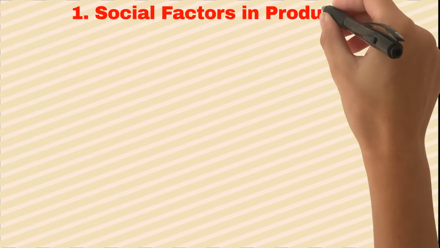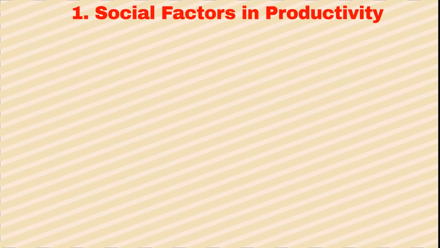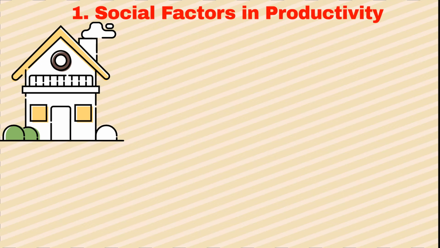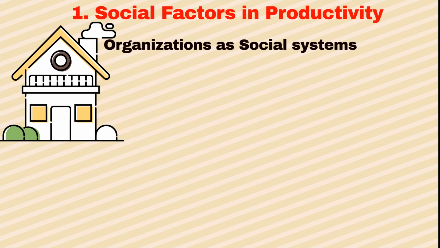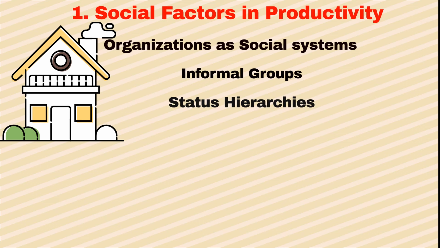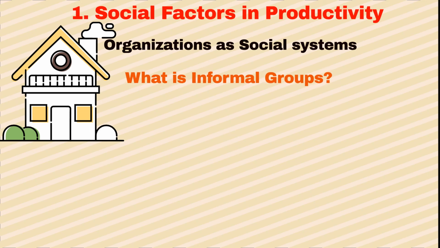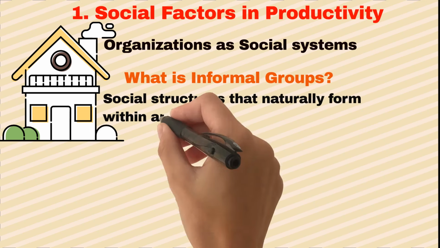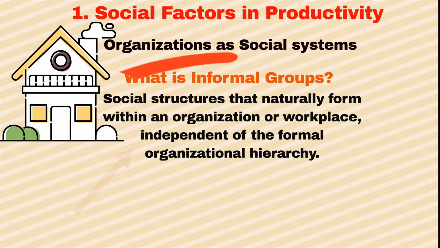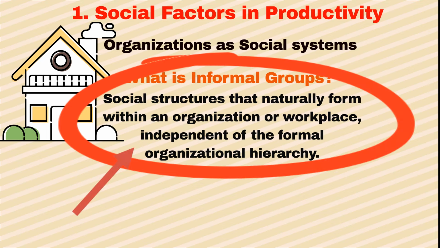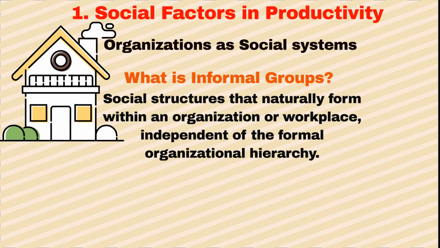Number 1. Social factors in productivity. Elton Mayo described organization as a social system composed of informal groups, status, hierarchies, and workplace rituals. Now you will be thinking, what are informal groups? Informal groups are basically social structures that naturally form within an organization or workplace independent of formal organizational hierarchy.